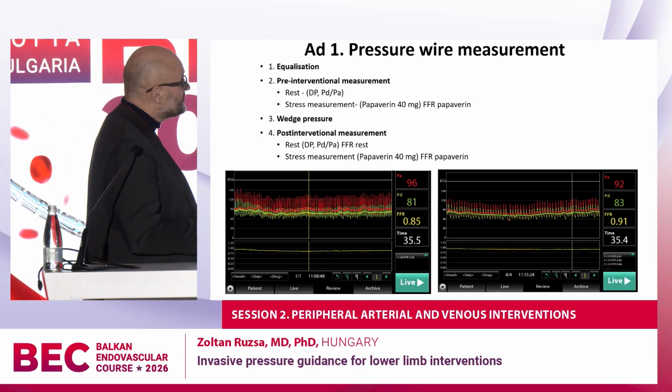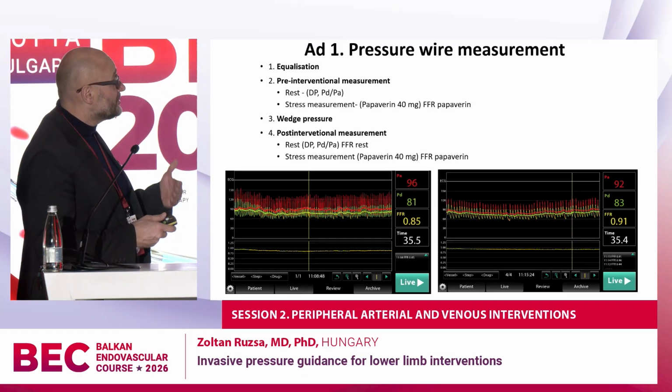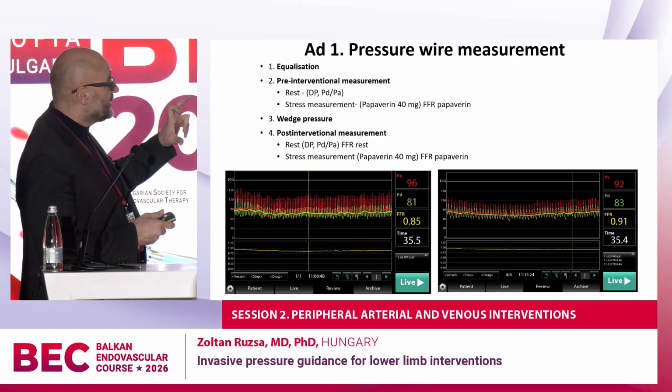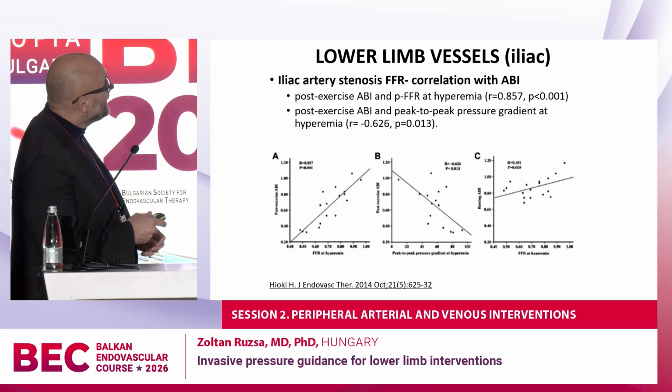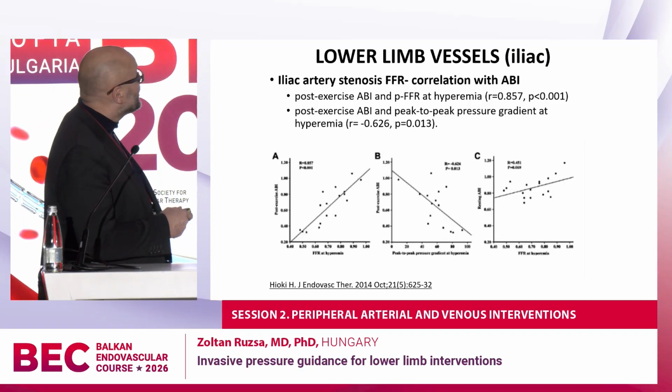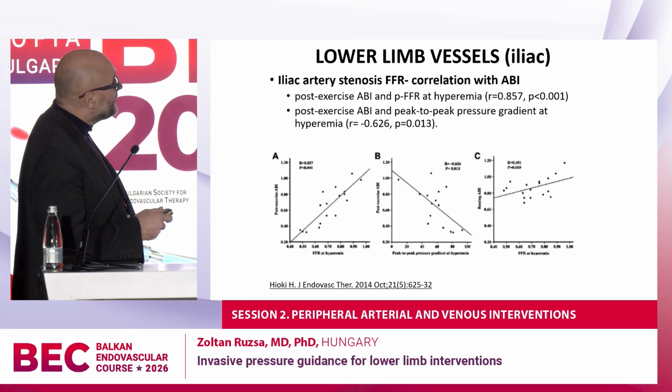So FFR is a very good method because we can go directly with the guidewire through the lesion, and we can measure directly the pressure. First it was correlated with the ABI in iliacs, so there is a very good correlation with the FFR.